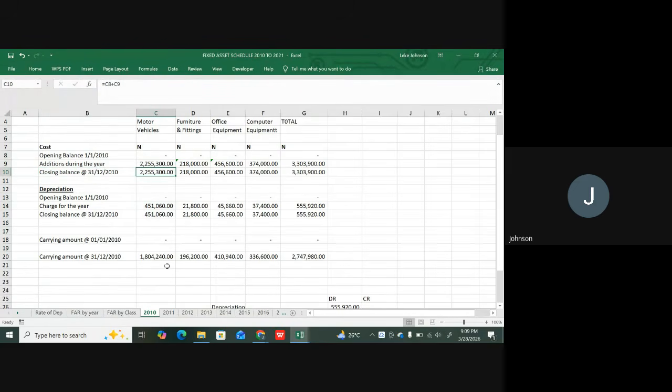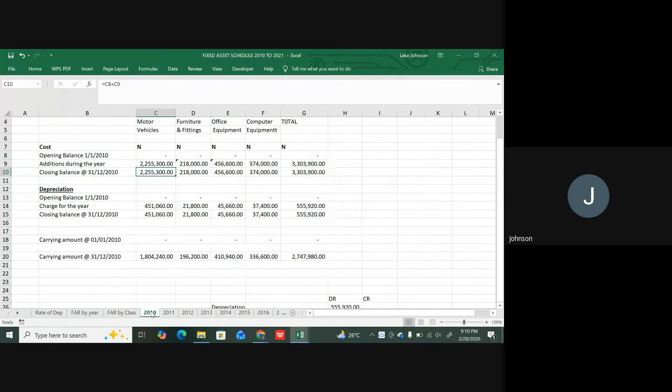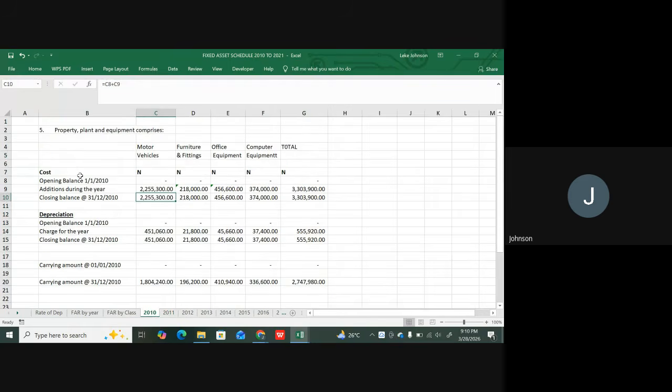Then what we now do is that the next year, in 2011, we now discover that the same template is what you're going to use. But what you're going to pick as your opening balance for your cost is going to be the closing balance for this place. This was our closing balance. Our closing balance was actually the opening balance at the beginning plus what they purchased during the year. That's what gives us the closing balance. So this automatically becomes the opening balance in 2011.